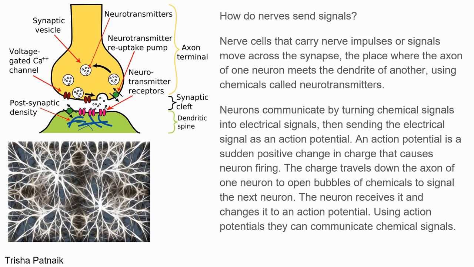An action potential is a sudden positive change in charge that causes neuron firing. The charge travels down the axon of one neuron to open bubbles of chemicals to signal the next neuron. The neuron receives it and then changes it to an action potential. Using action potentials, they can communicate chemical signals.